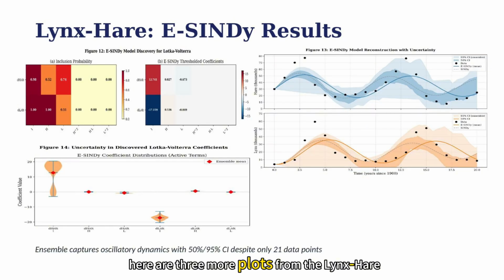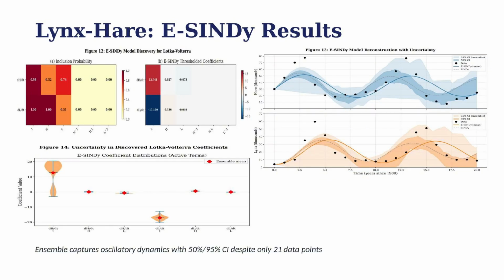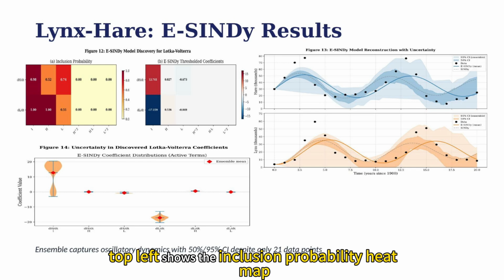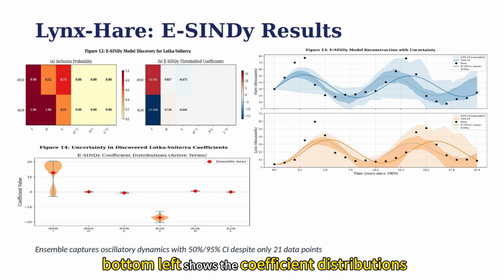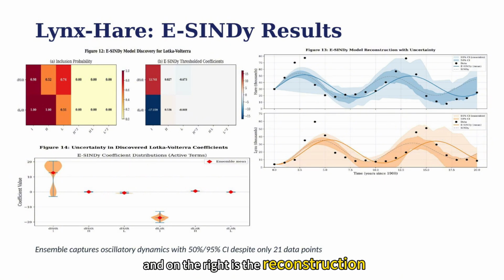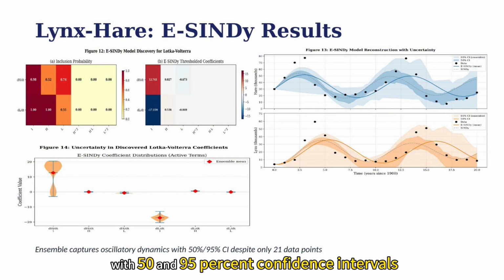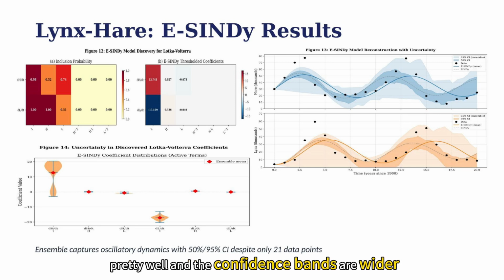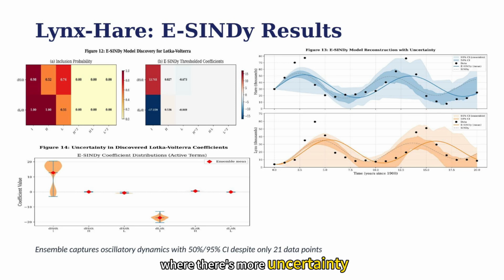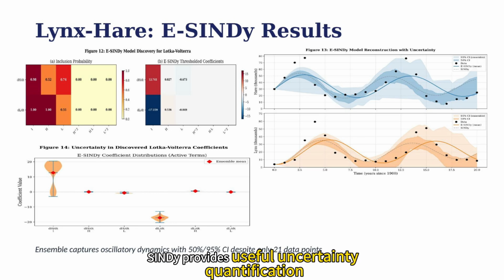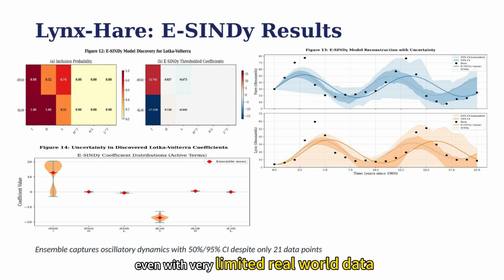Here are 3 more plots from the Lynx-Hare experiment. Top left shows the inclusion probability heat map, bottom left shows the coefficient distributions, and on the right is the reconstruction with 50 and 95% confidence intervals. You can see the model captures the oscillatory dynamics pretty well, and the confidence bands are wider where there's more uncertainty. This really shows that eSINDy provides useful uncertainty quantification even with very limited real-world data.